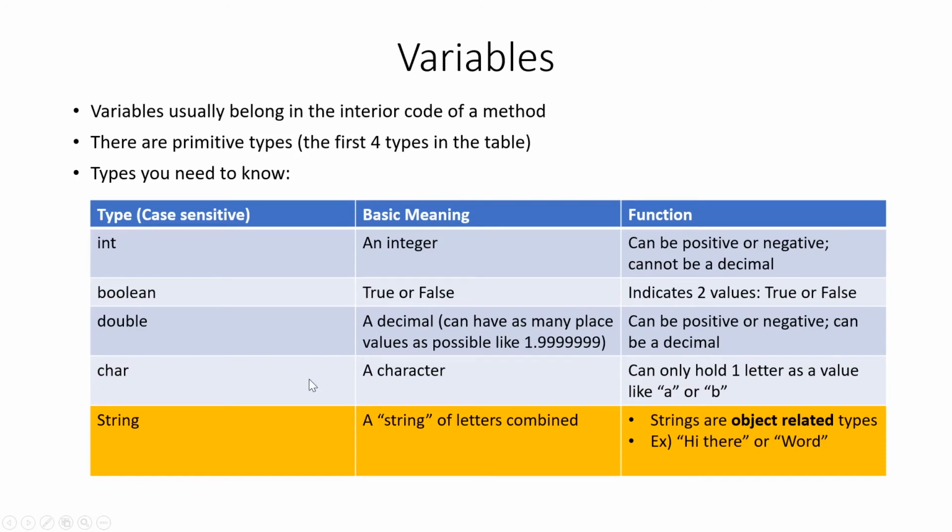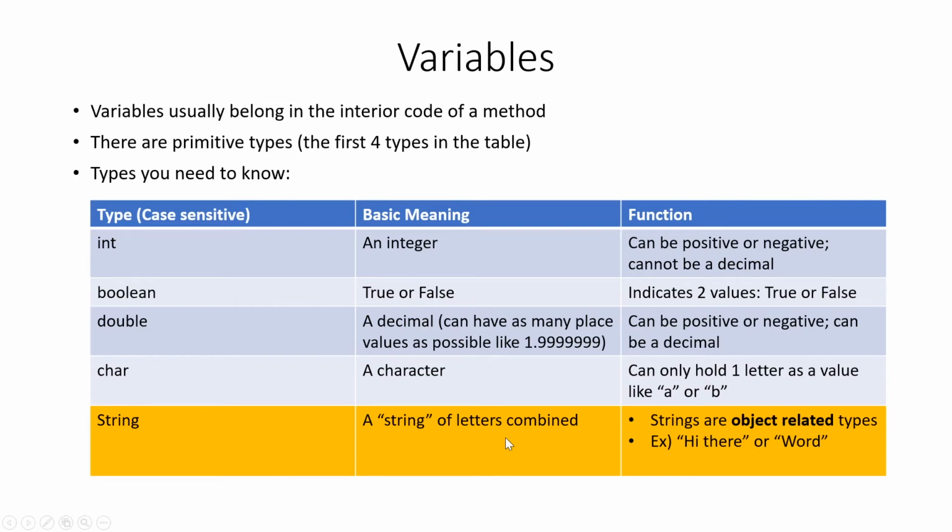Char allows a variable to have a value of a character. It could be any character, but it could only hold one character, like A or B. And string is a string of letters combined. That's what it literally means.